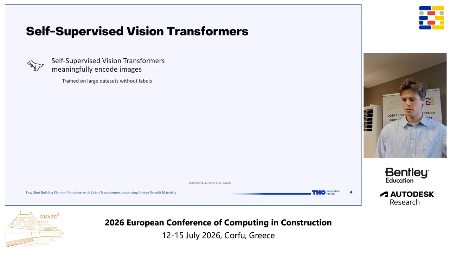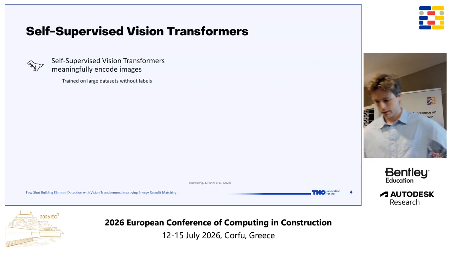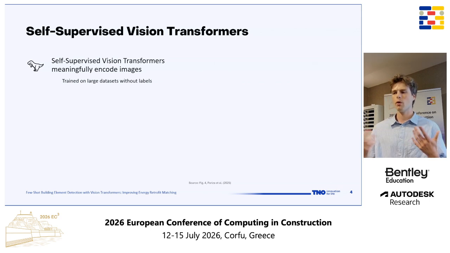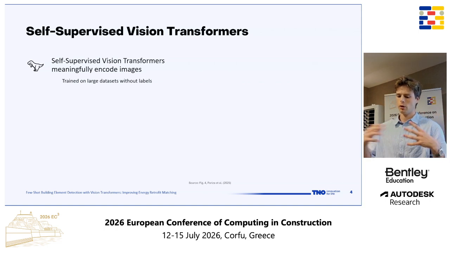So I want to explain where the computer vision approach idea came from. We drew inspiration from vision transformer research. These are vision models that are quite similar to the BERT transformers in NLP. Instead of encoding text, they encode images in a meaningful way. These vision transformers produce global and local representations of an image. So the embedding, the vector that represents an entire image, but also locally.